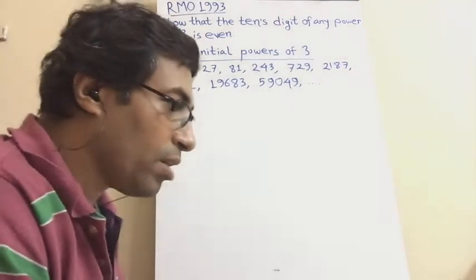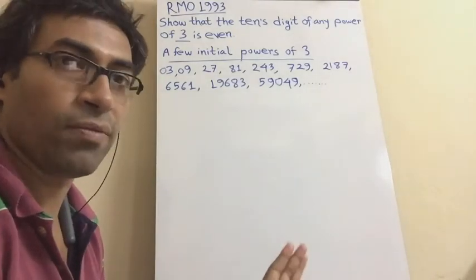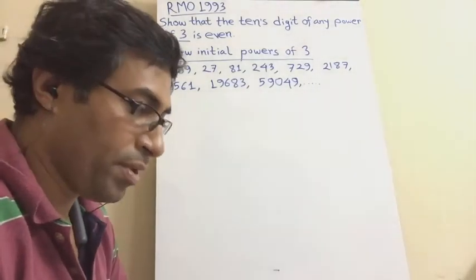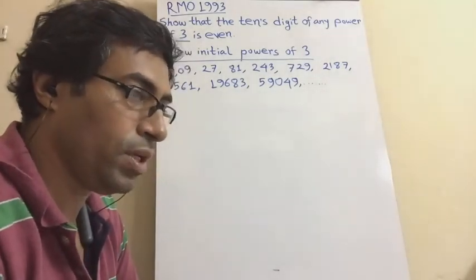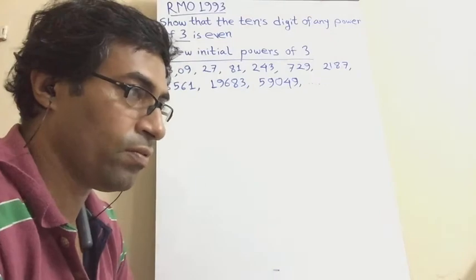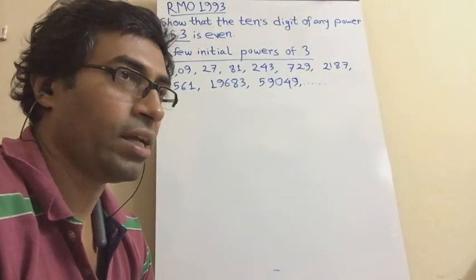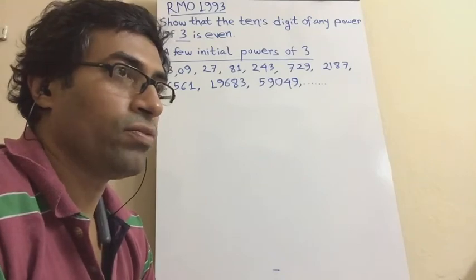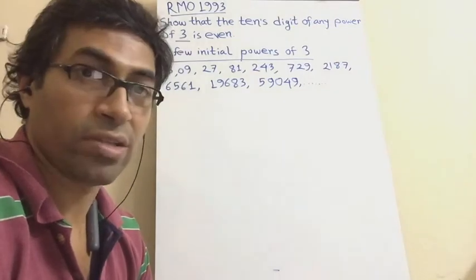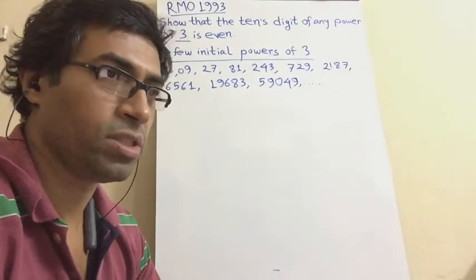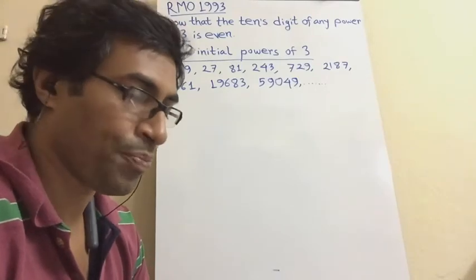Okay. Now it seems that this claim is true for each of the powers of 3, but we have to logically prove it. So how can we proceed? Well, before we try to prove this for the powers of 3, let us first try to find a common property of all such positive integers, not necessarily only the powers of 3, but all positive integers which have an even digit at the tens digit place.